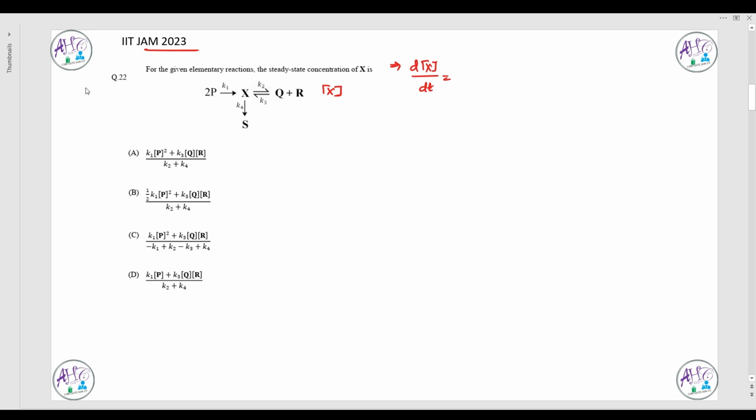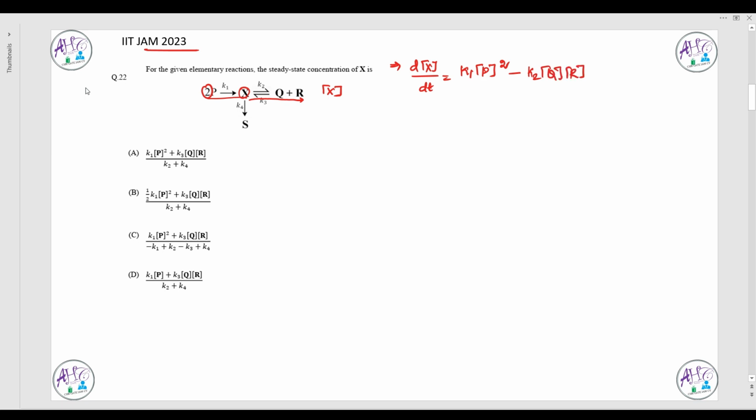Here, first you have 2P converting to X. Here X is forming, so this is going to be positive k1 concentration of P, and since we have 2 moles of reactant, this is going to be squared. Next, X is going to degrade to Q plus R, so minus k2 concentration of Q concentration of R.